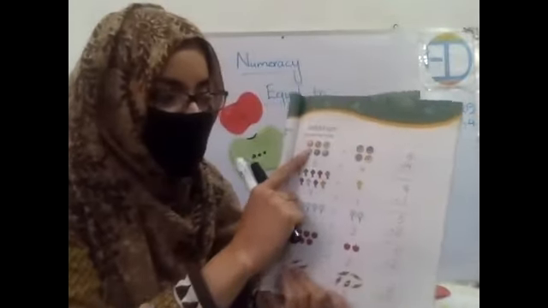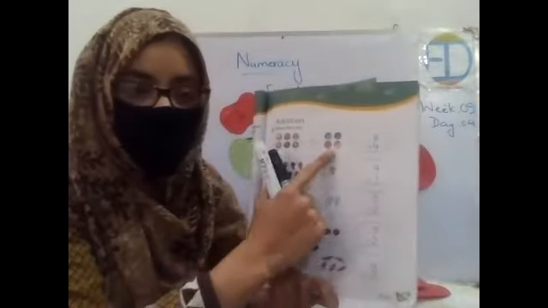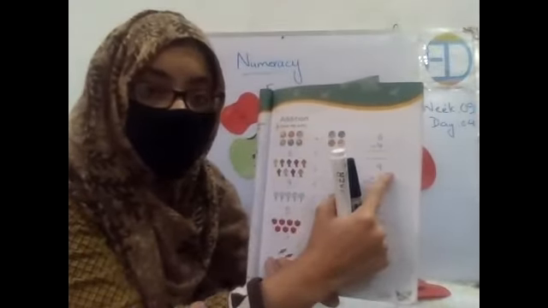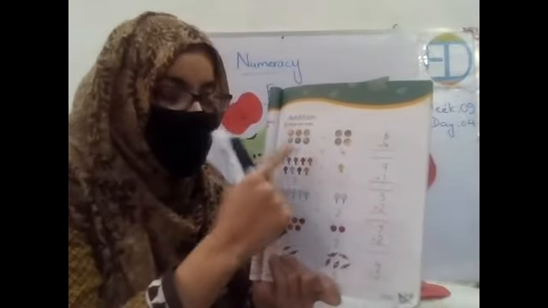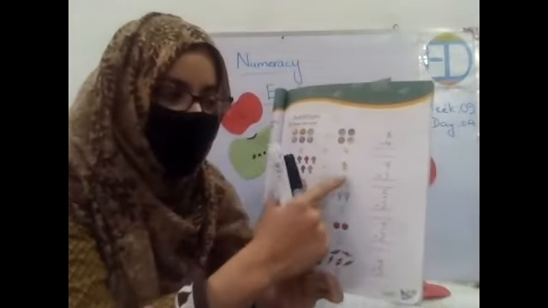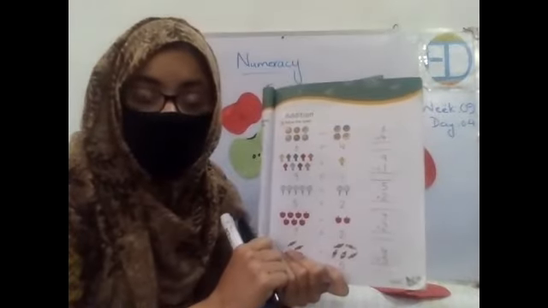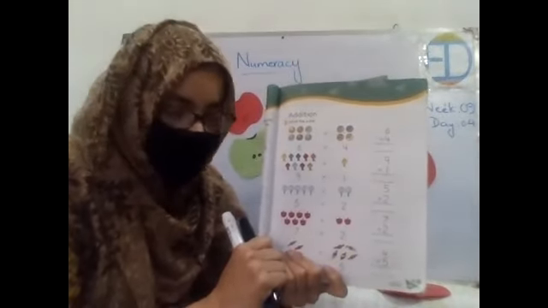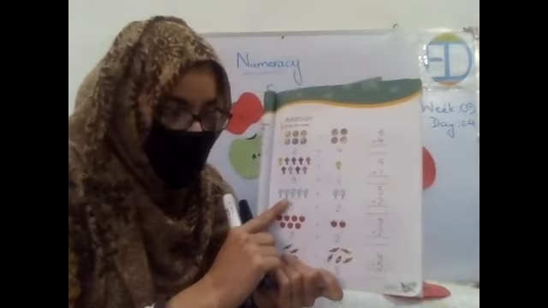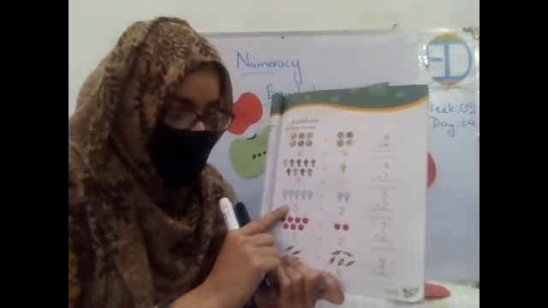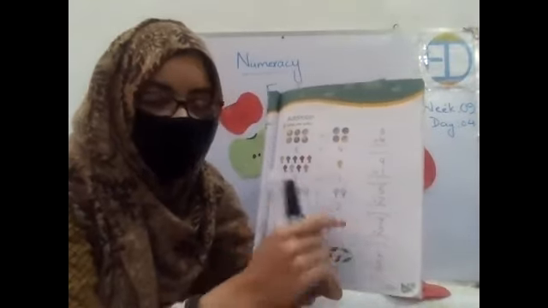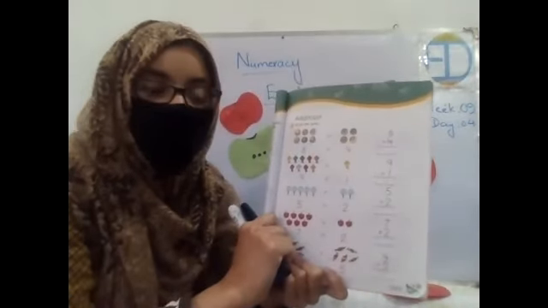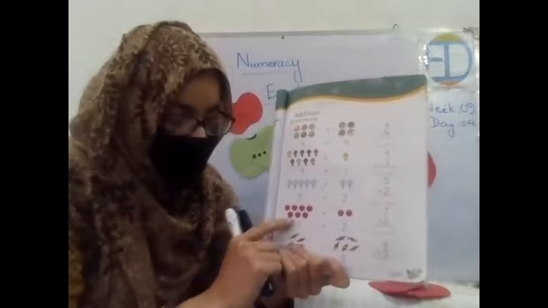Okay, so on one side there are 6 balls and then 4, so 6 plus 4 equals 10, right? Okay, now in the next row there are 9 kites on one side and 1 on the other, so the answer will be 10. Excellent, Alize. Now look at the next one. There are 5 mirrors on one side and 2 on the other, so 5 plus 2 equals 7. Good.